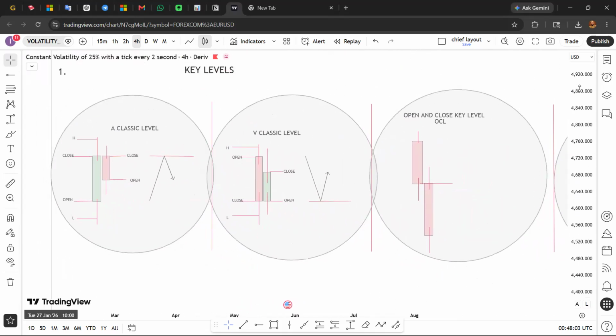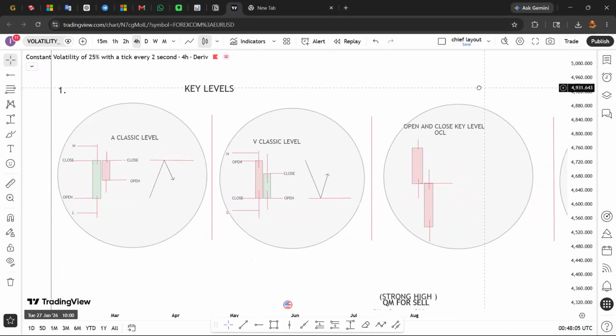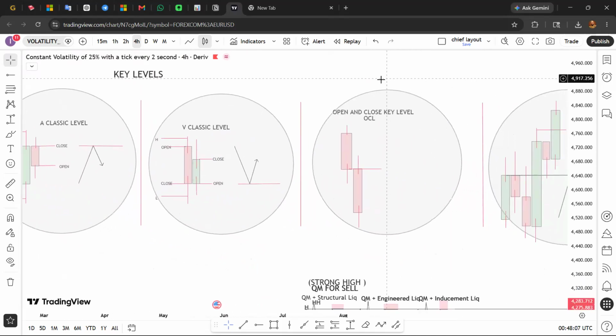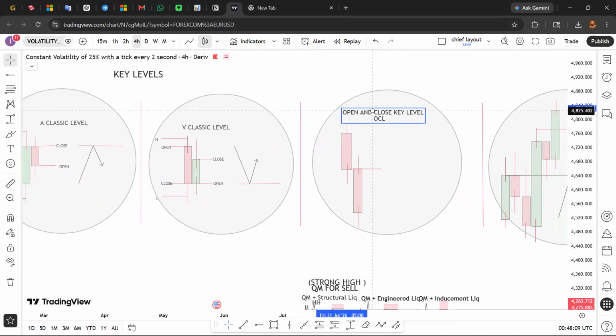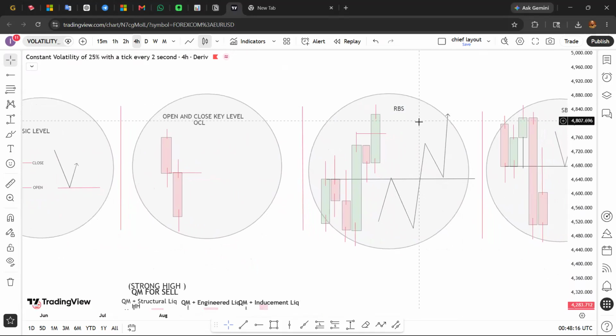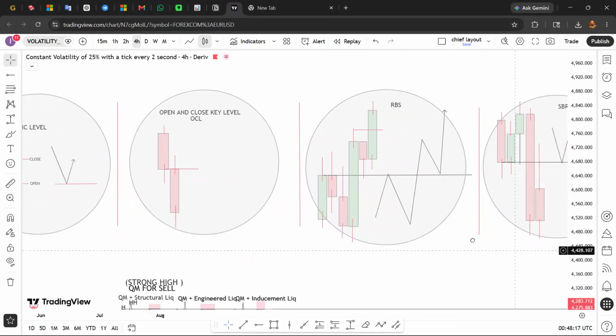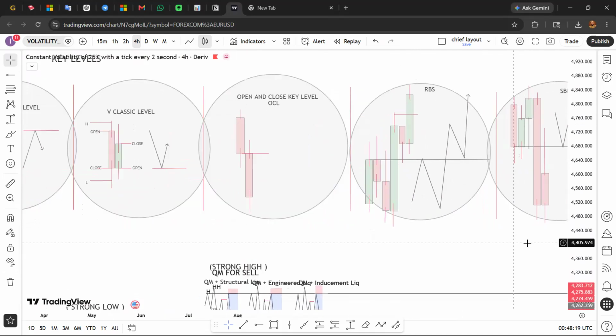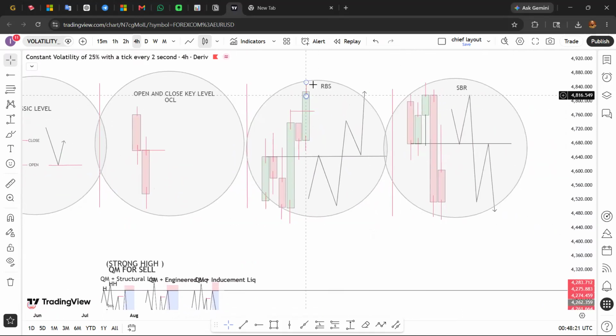We have other key levels, which is called the imbalance. I don't want to bore you with that now. When it comes to MSNR, we also have what we call RBS and how to identify a valid RBS and SBR. So what's an RBS? RBS is a resistance broken, downward support. You can see it on the live chart.